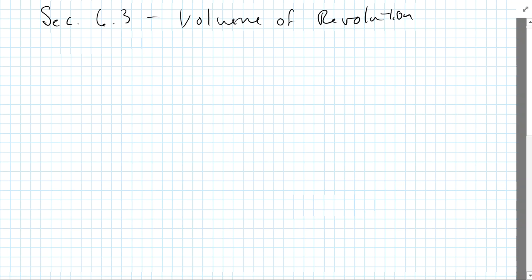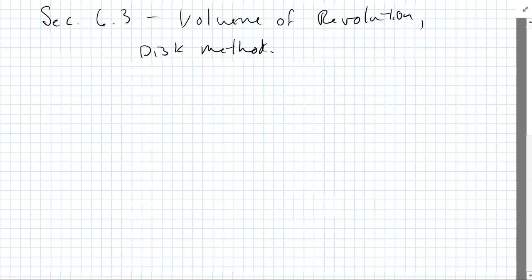It's section 6.3 again, but this is part 2, which is the disc method. So we did 6.3 yesterday, volume by known cross sections. Today we're doing volume of revolution. So it's section 6.3, volume of revolution, but we're doing the disc method.